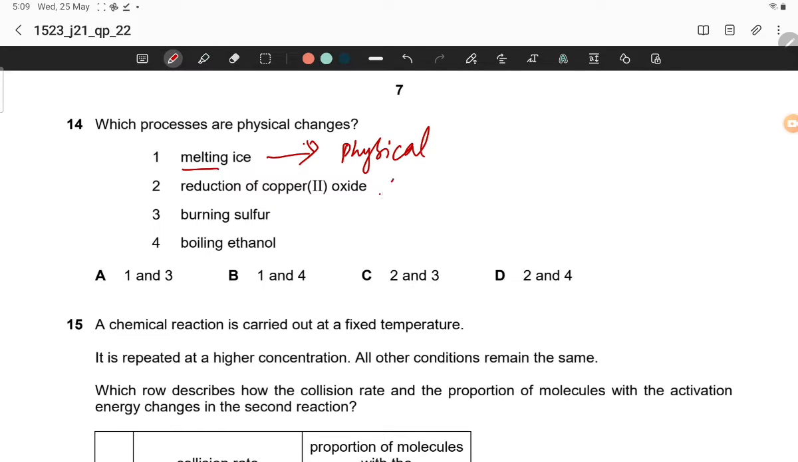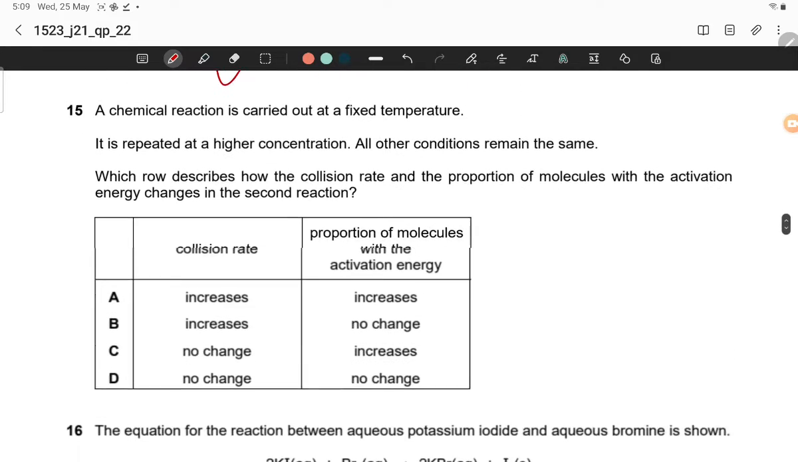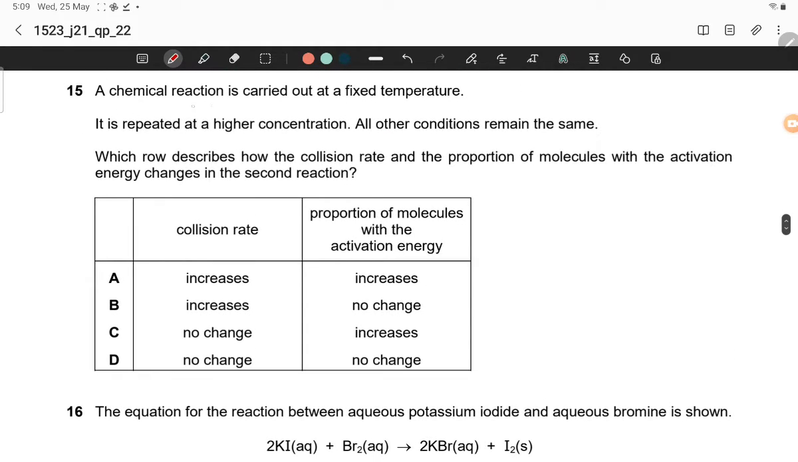Reduction of copper oxide is chemical. Burning sulfur is chemical. Boiling ethanol is physical. Boiling and melting are physical changes. So 1 and 4 are correct. B option is correct.